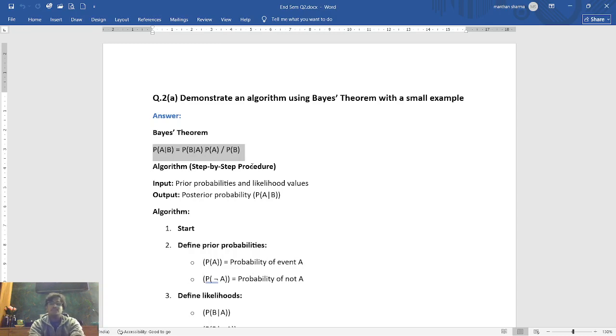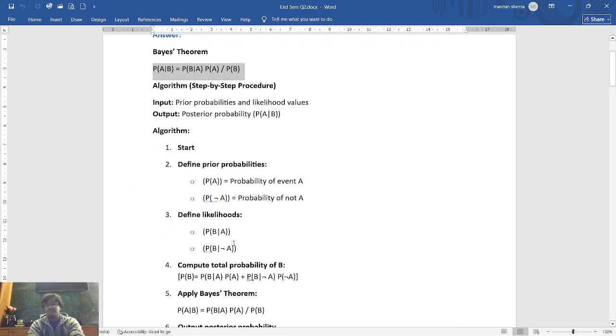So let's walk through the simple algorithm of this Bayes theorem. First of all, we start by defining the prior probability, for example, the probability that a person has a disease. Step two, define the likelihood: the probability of a positive test if a person has the disease and if they don't. Step three, compute the total probability of getting a positive test. Moving on to step four, we substitute everything into Bayes formula to get the updated probability.